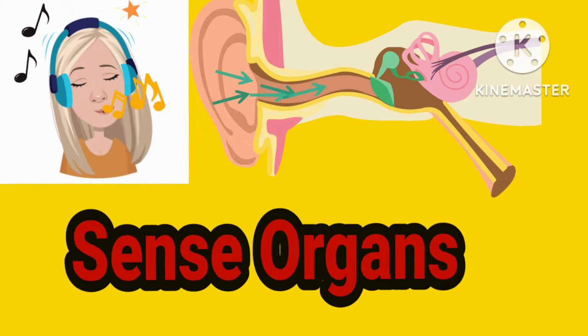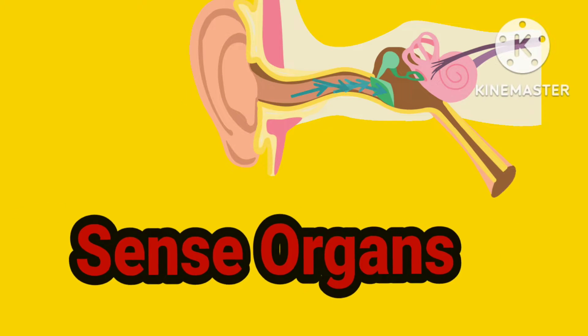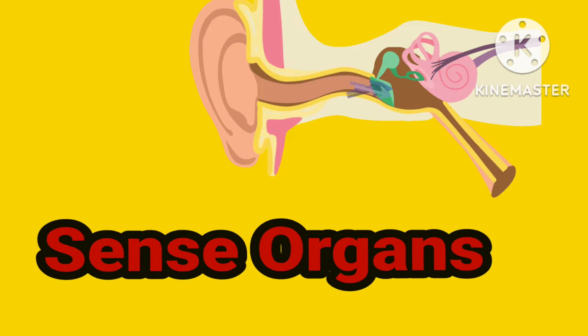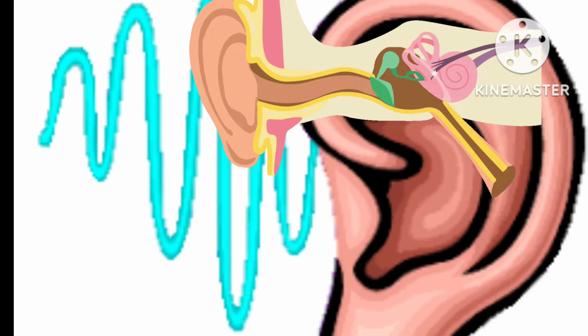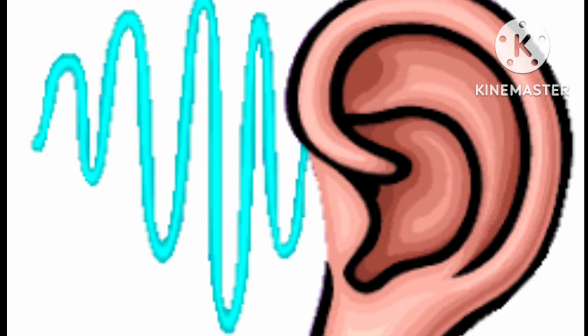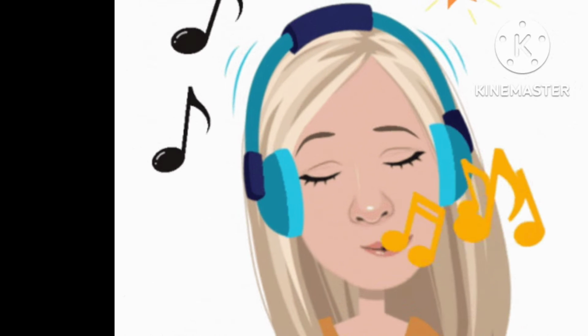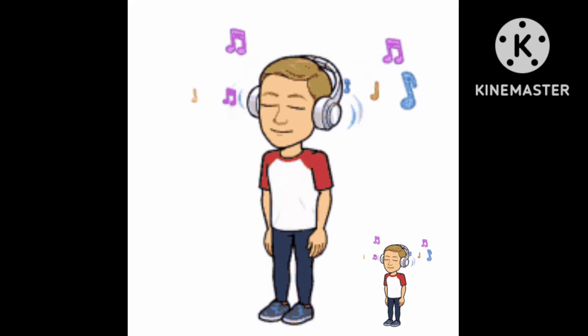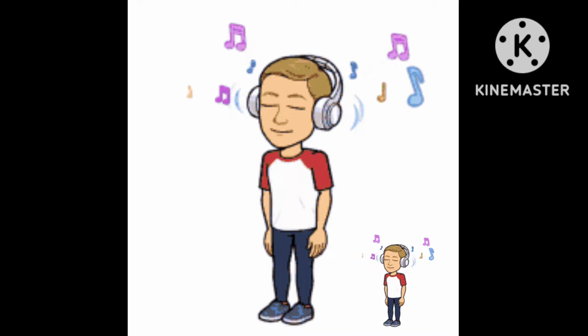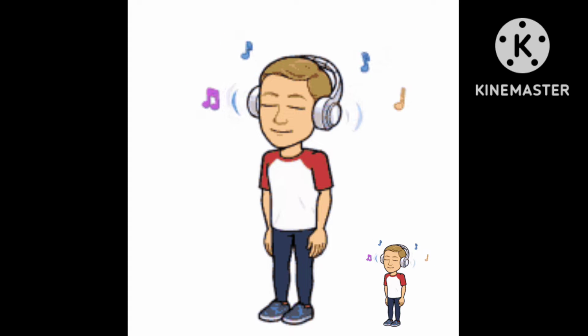Our senses have several roles to play. We enjoy the melodious music with our ears. Ears are not only helpful for hearing but also to maintain the balance, that is equilibrium. Today we are going to learn about the ear.